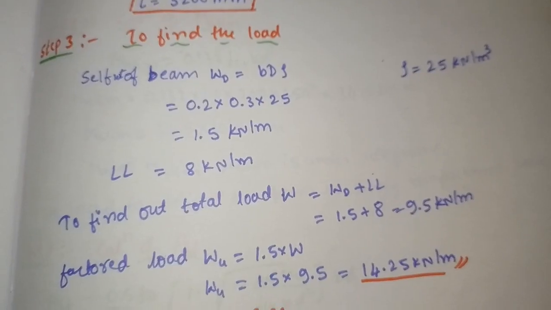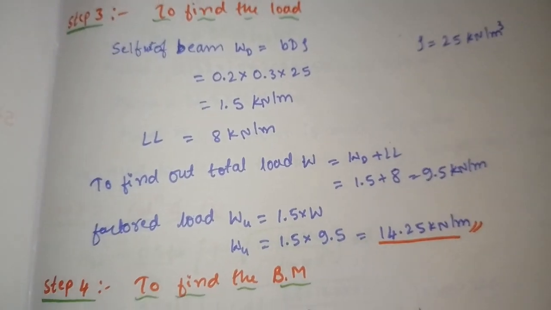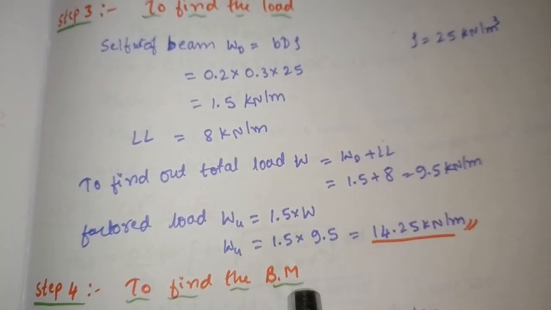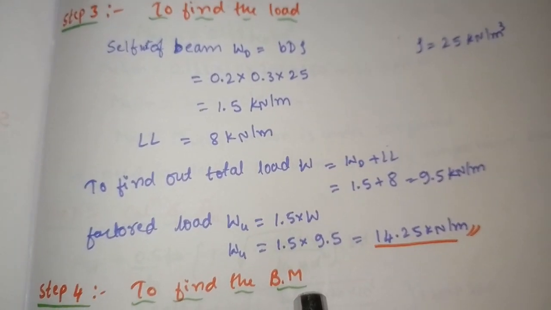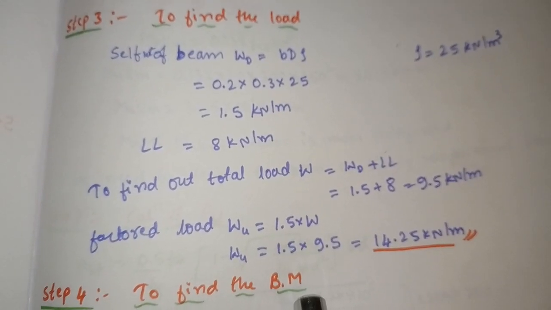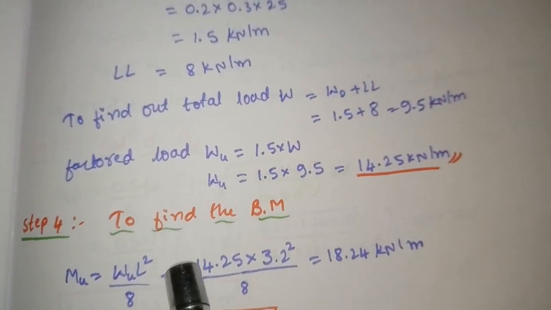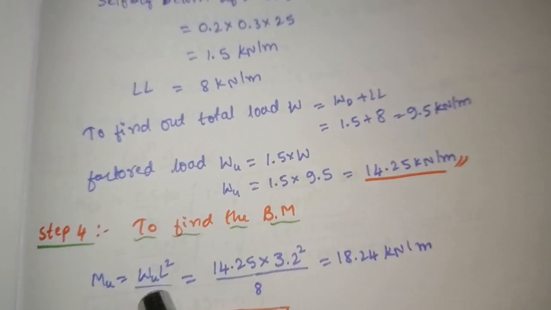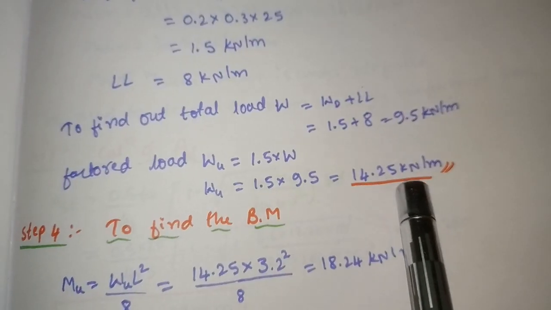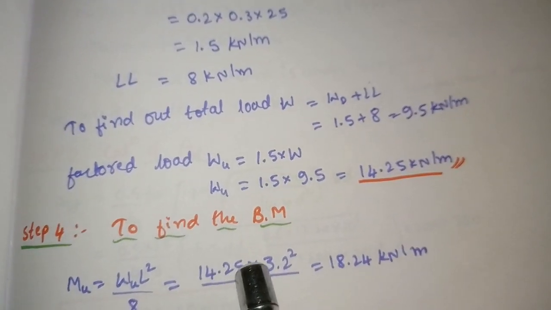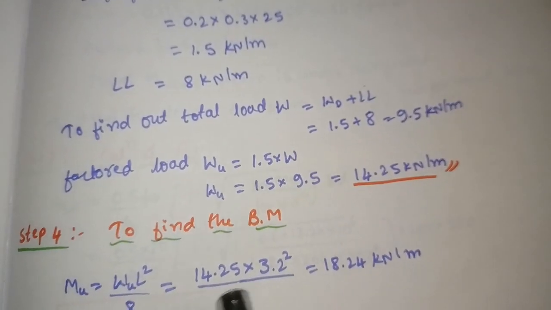So next step is to calculate the bending moment. So our step 4 is to find out the bending moment. For simply supported beam, we have the formula Mu is equal to Wu L square divided by 8. That is Mu is equal to Wu L square divided by 8. So substitute all the values. Wu is 14.25, which we have calculated. So 14.25 into our L value we got, 3.2 squared, divided by 8.